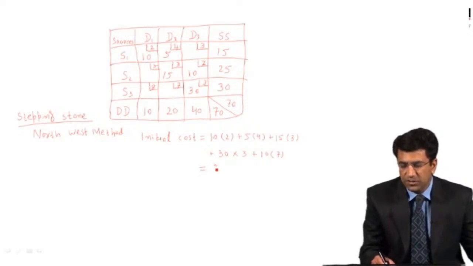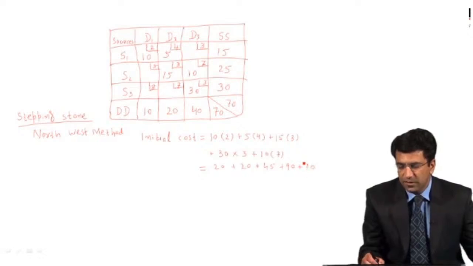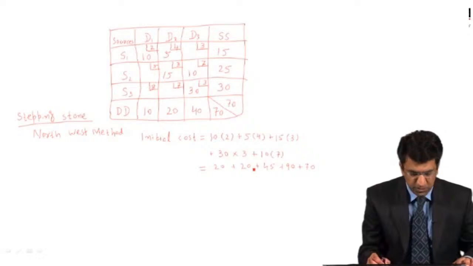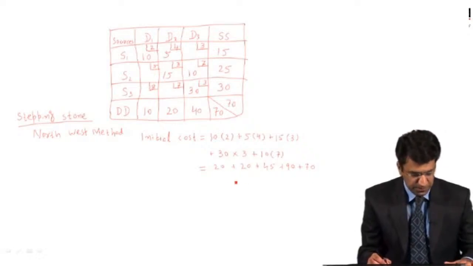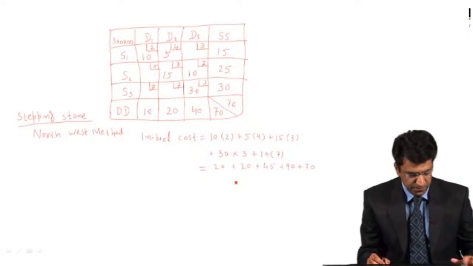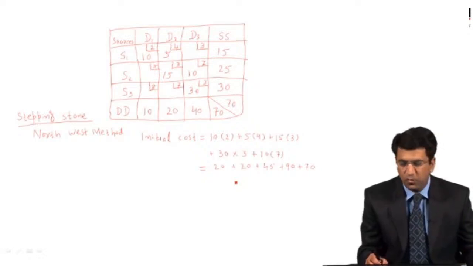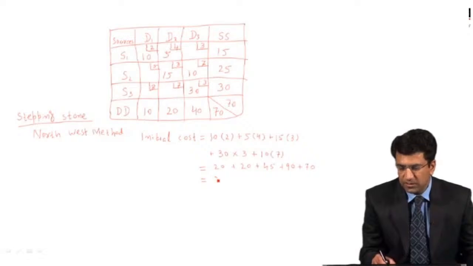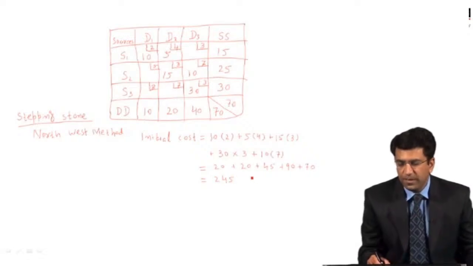Now 10 multiplied by 2 is 20, 5 multiplied by 4 is 20, 15 multiplied by 3 is 45, 30 multiplied by 3 is 90, and 10 multiplied by 7 is 70. So let me total all of these amounts, that is 40 plus 45 plus 90 plus 70. This will become 245. So this is our total cost, that is 245. So class, we have found the initial cost from this table.